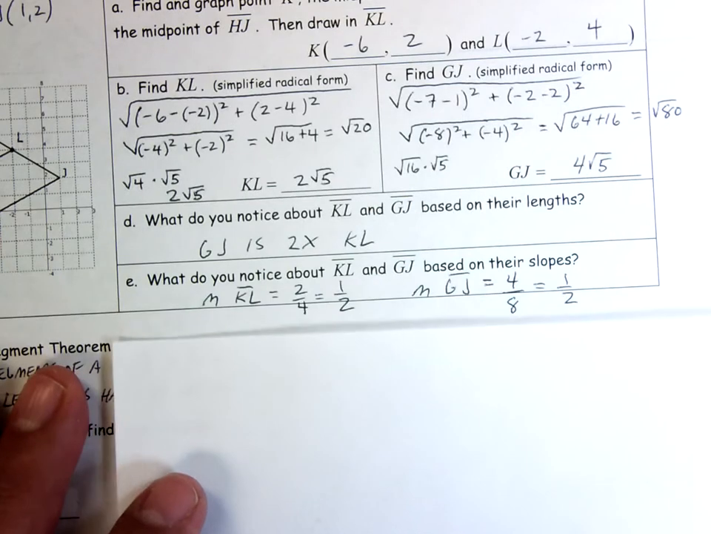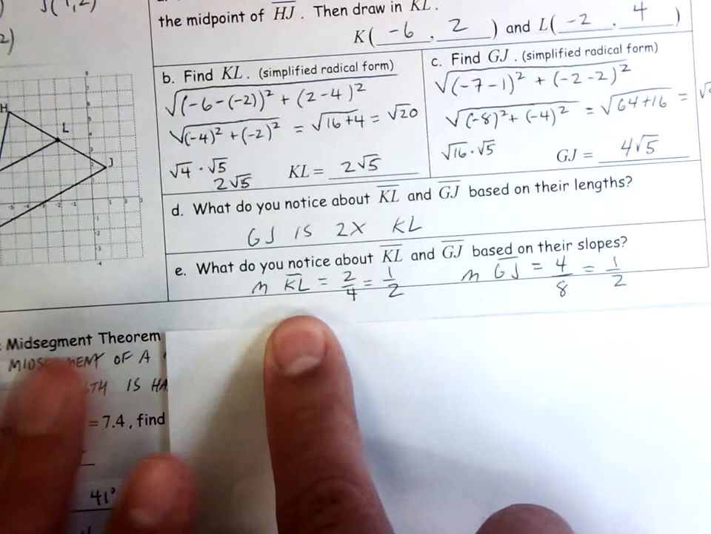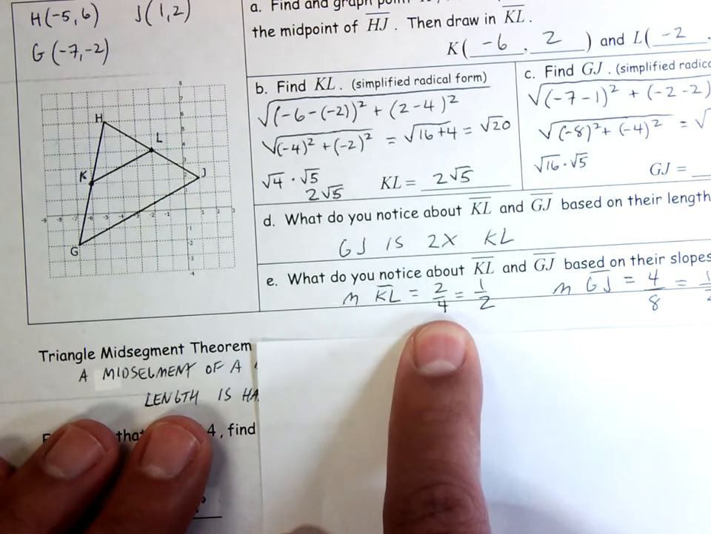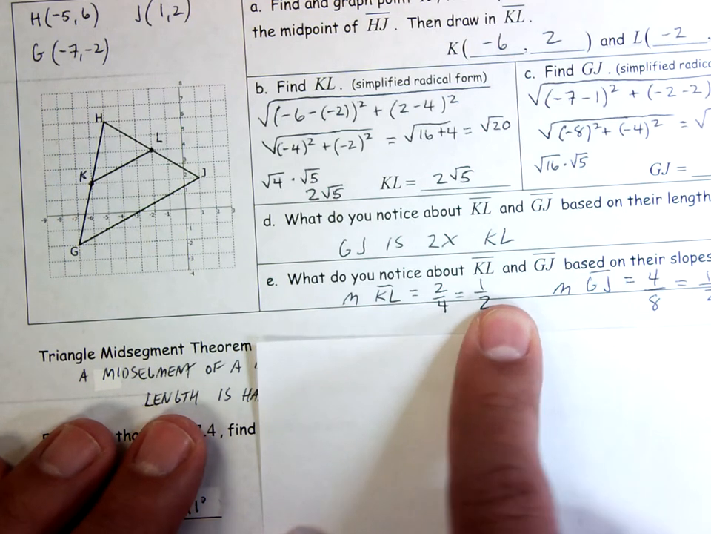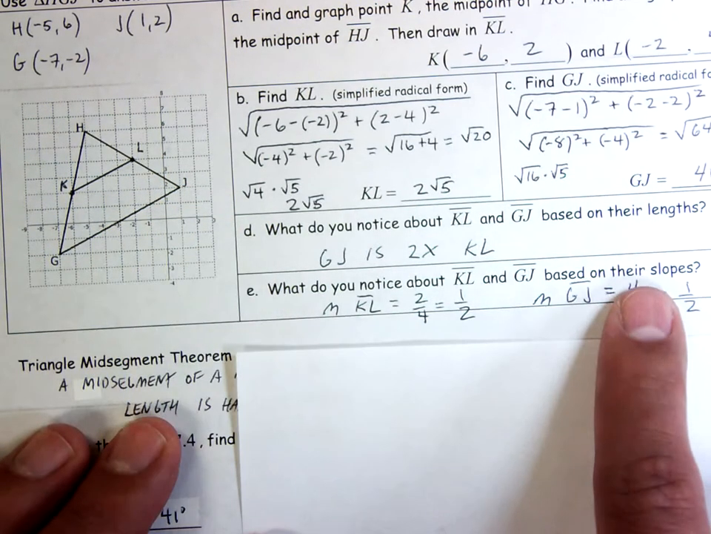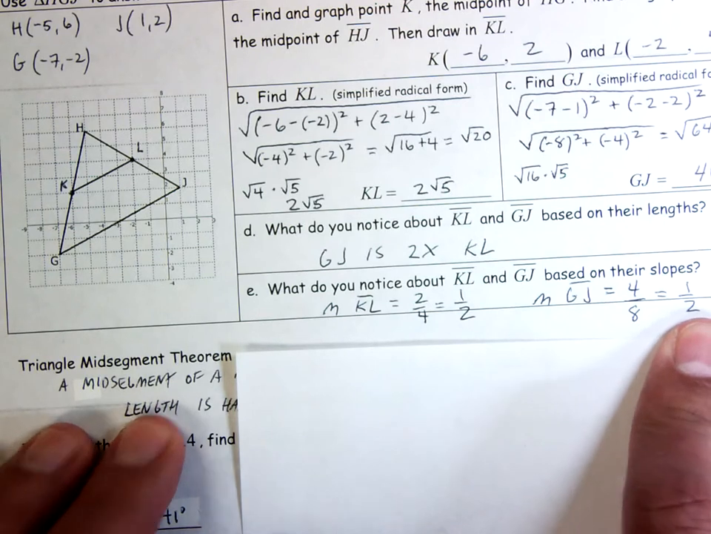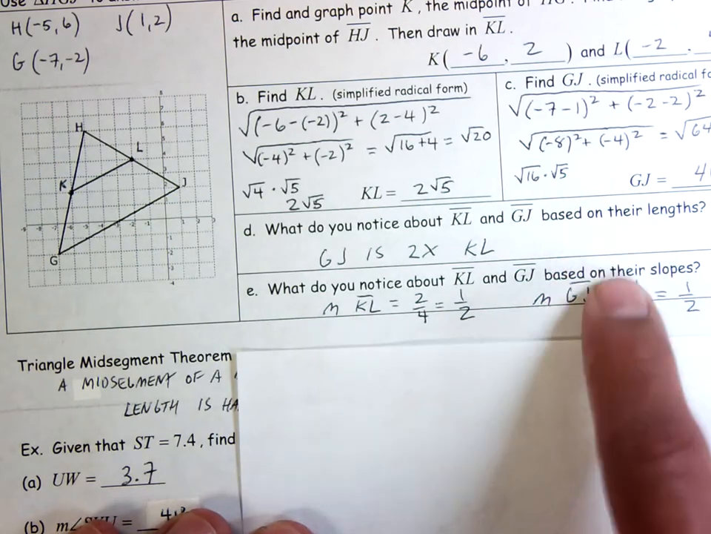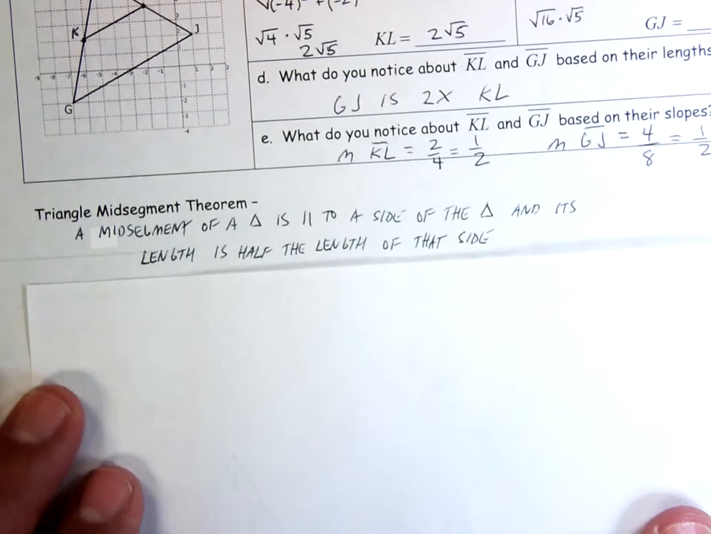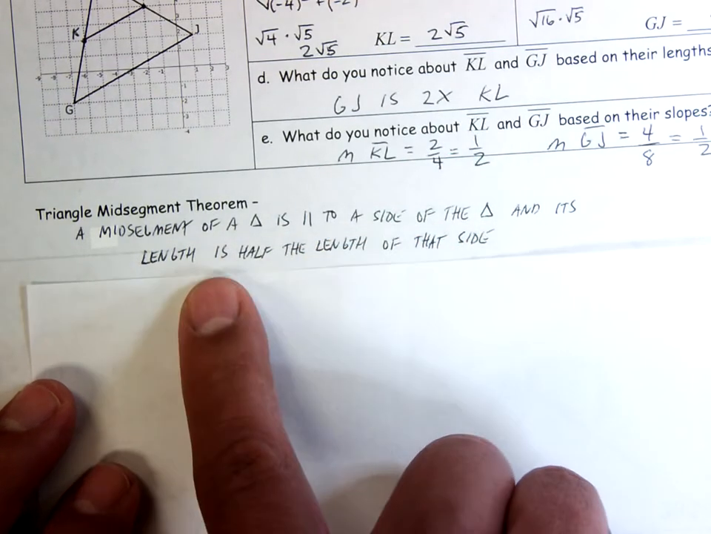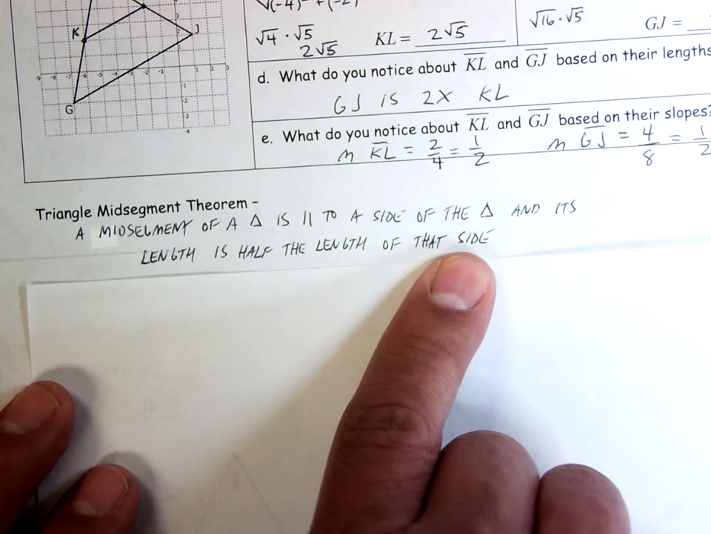And if I look at their slopes, if I do rise over run for KL, I notice that I go up 2 and over 4 for KL, rise over run, which is just 1 over 2. And if I look at the slope of GJ, I go up 4 and over 8, rise over run, which simplifies to 1 over 2. And if the slopes are the same, what's true about the lines? They are parallel. So these two things we combine right here into the triangle midsegment theorem. A midsegment of a triangle is parallel to a side of the triangle, and its length is half the length of that side. So that's important. That'll help us answer some questions.